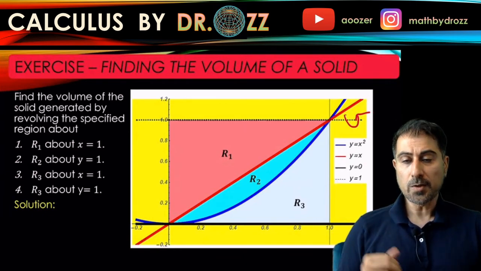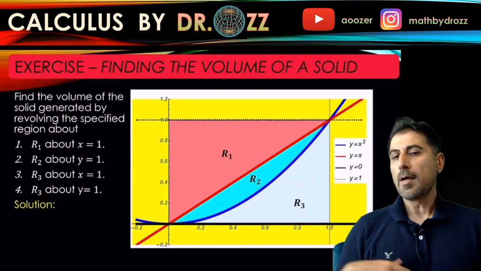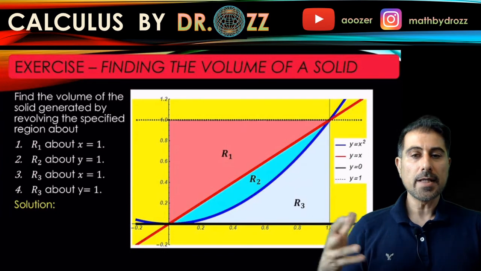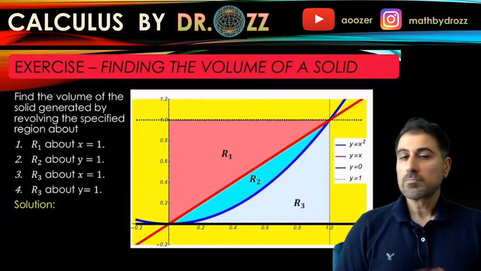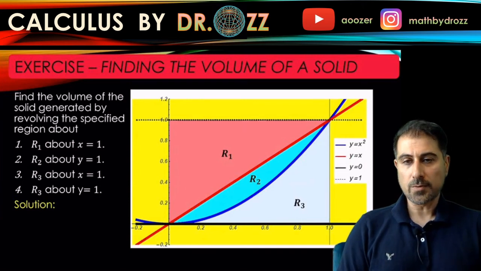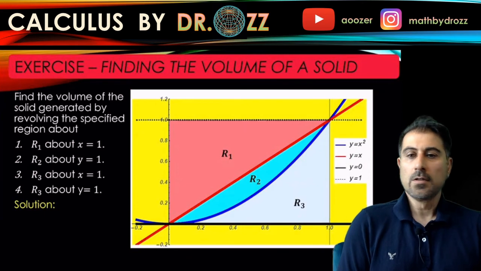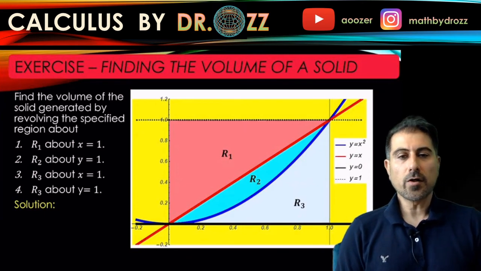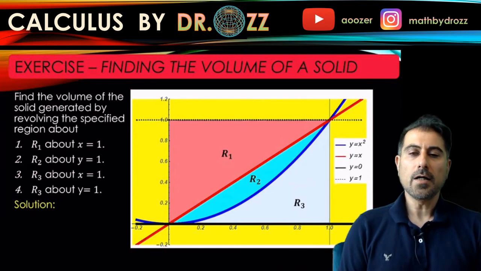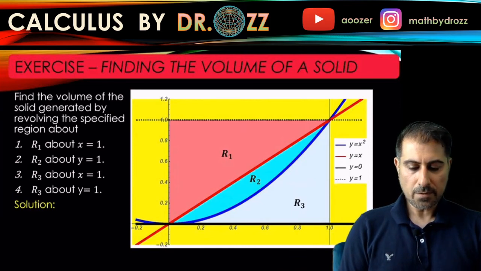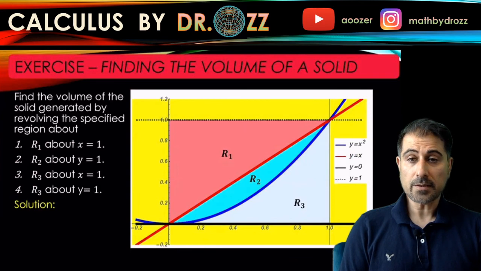Say, in part one we had R1 about x equals 1. You can go ahead and do R1 about the y-axis, R1 about the x-axis. Or R2 about y equals 1 was the one that we attacked in part 2, but you can do R2 about the x-axis or R2 about the y-axis. So you can get a lot of different combinations in this example for your own reference, so you can practice more by yourself.